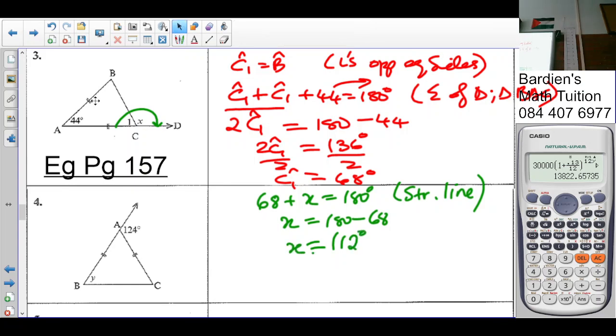Sometimes this is worth 1, 2, 3, 4, 5, 6 marks. 6 or 7 marks. Easy, no? Easy for 7 marks. You can just say x is 112 and get 1 mark. You only want 1 mark. So, you see, geometry is not only about the answer. You understand? So, your layout is just as important, the way you got the answer. Okay?